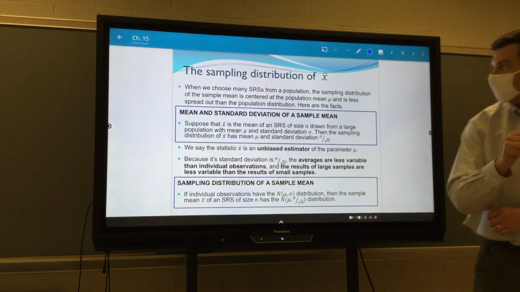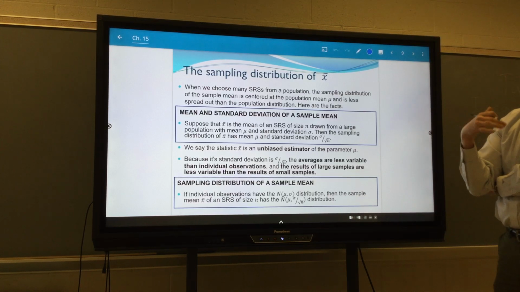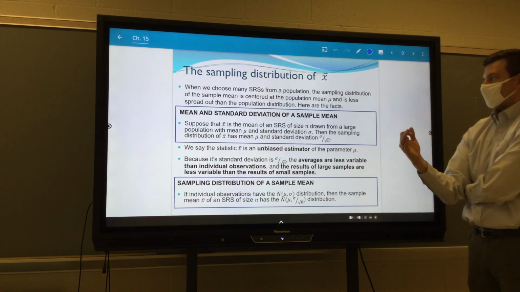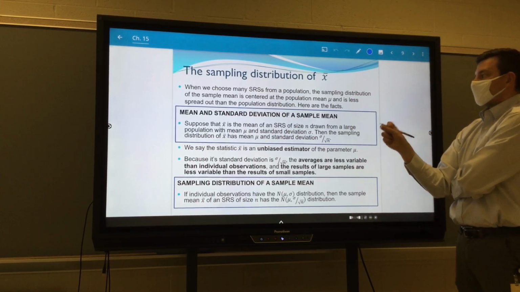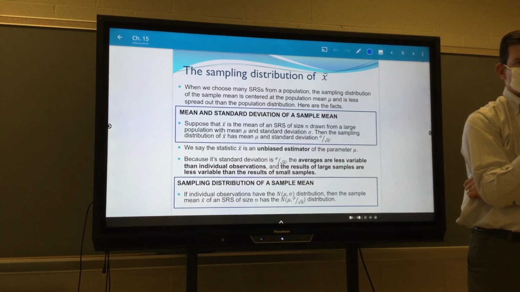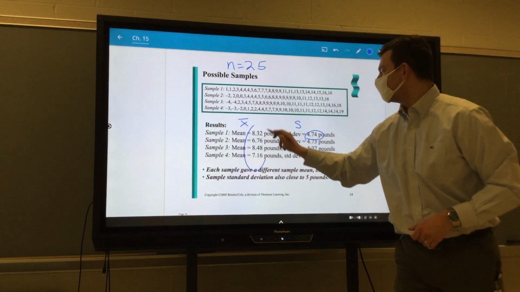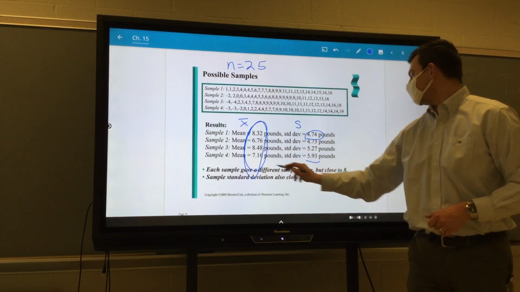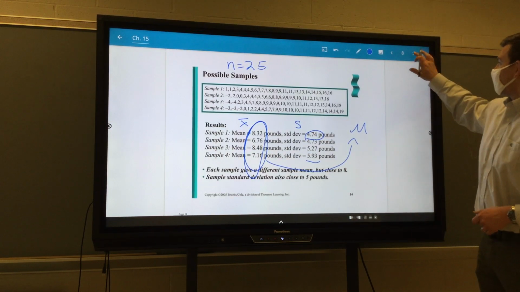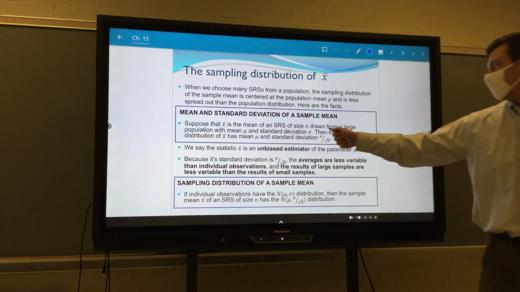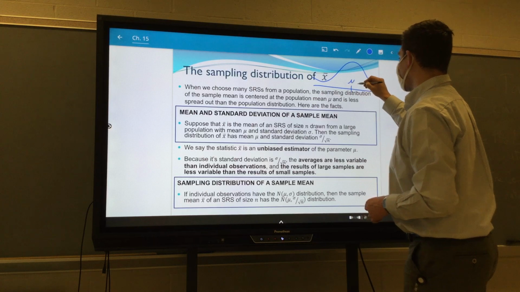Now, with these sampling distributions, if we were to take many of these random samples from a population, the sampling distribution of the sample mean is centered at the population mean. Okay? The average of all of these averages should become mu. So, at the center of this sampling distribution, we are still going to have mu.